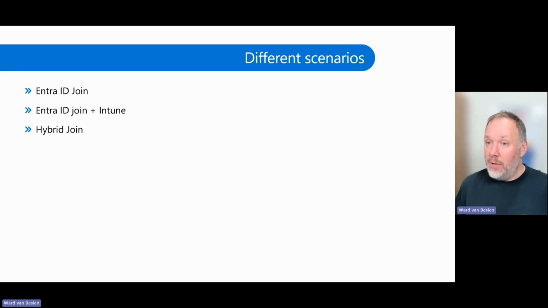And then the last scenario is the hybrid join, where you need to have a relationship set up with Entra ID and on-prem Active Directory. To make that work against on-prem Active Directory involves a lot more steps. You need to set up things like Cloud Trust, you need to set up group policy, etc. And we'll be addressing that next week.